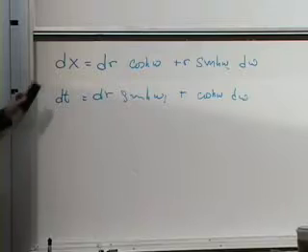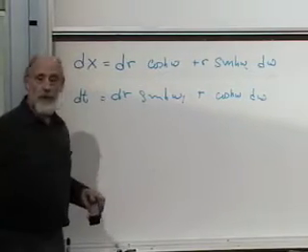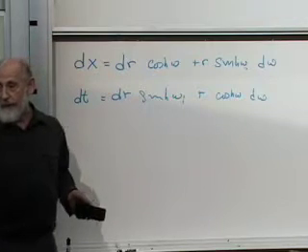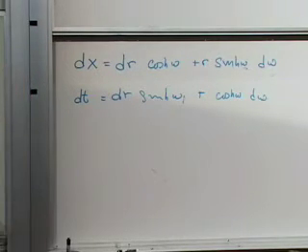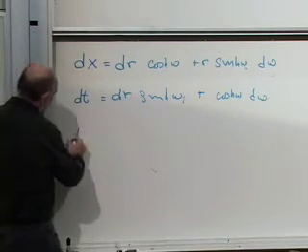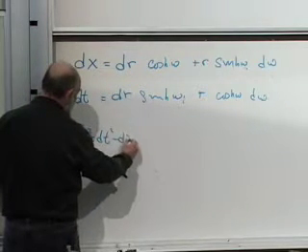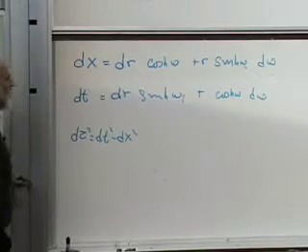Okay. Now let's calculate the metric. We know what the metric is. The metric is dt squared minus dx squared, right? Flat space-time. I'm not even going to worry about y and z. They just go along for the ride. So let's write down the metric. d tau squared equals dt squared minus dx squared. Okay, let's see what we get.